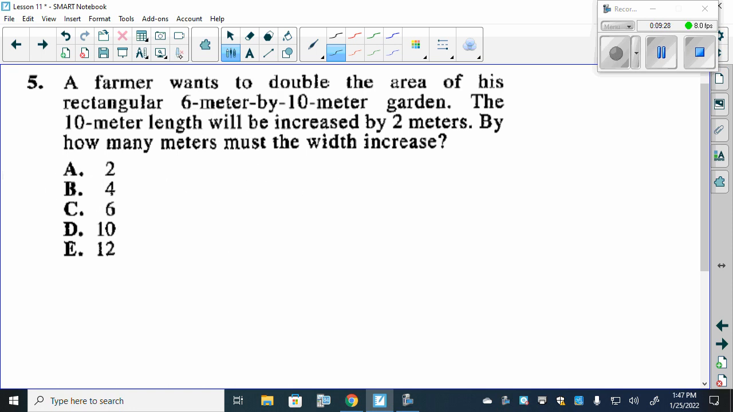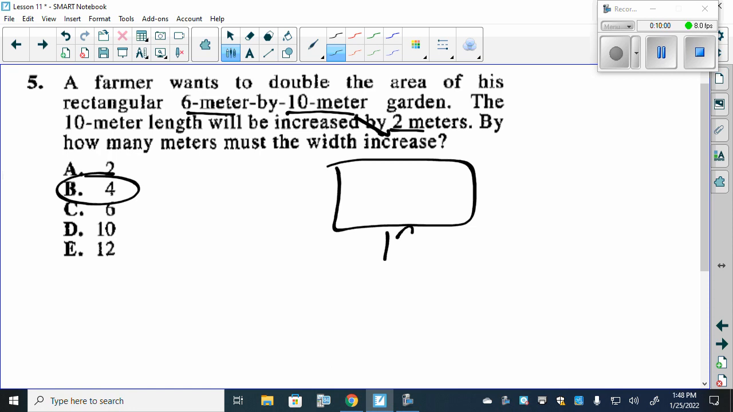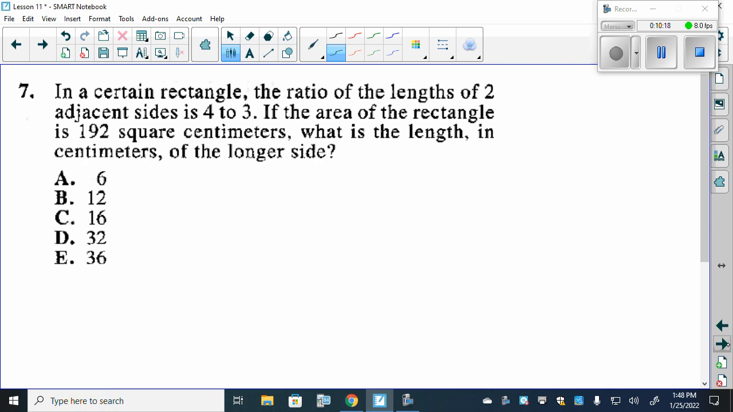And the reason is the proportion amount of increase is not the same. There's a reason that won't work. Because if the amount of increase for the 10 meters to our new length was going to be the same as our 6 meters to the new length, then the proportions would work out. So here, it doesn't work out that well. But the correct answer here is 4, because our new one needs to be 12 by 10. The old length was 6, so it needs to increase by 4. Any other questions on this one here? 7.